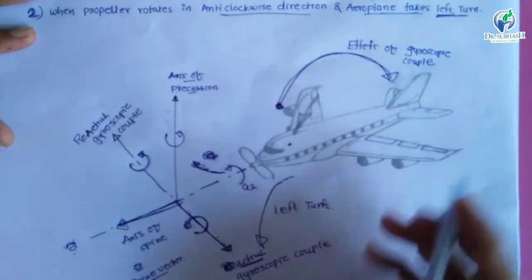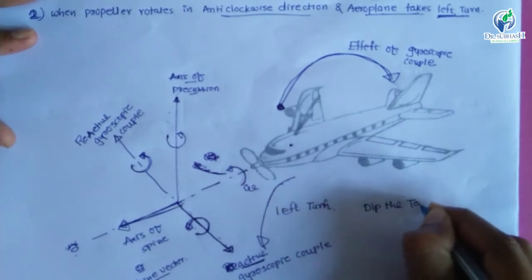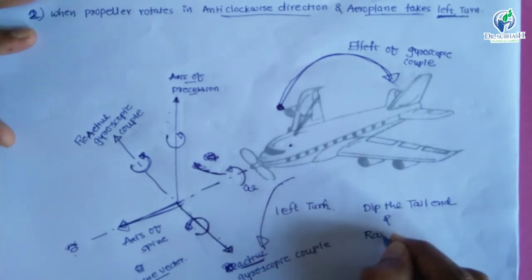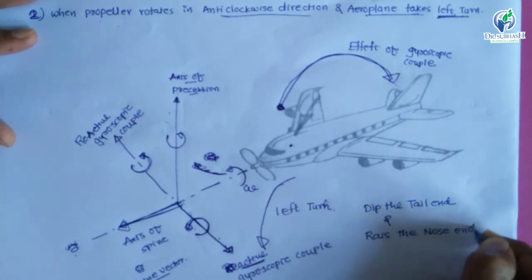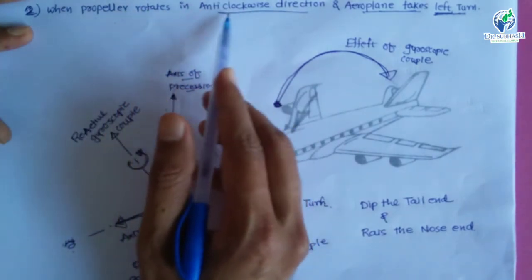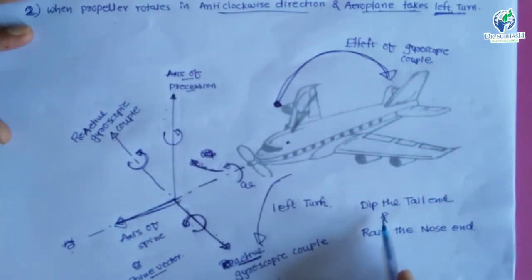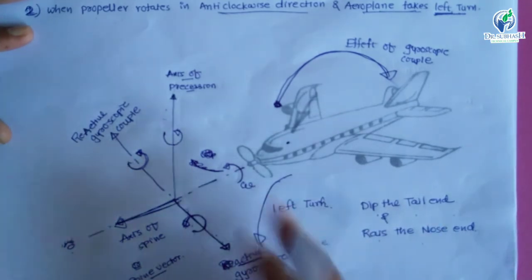And if we see this effect, then we can say that it will dip the tail end and raise the nose end. So when a propeller rotates in anti-clockwise direction and the aeroplane takes a left turn, then the effect of reactive gyroscopic couple is to dip the tail end of the aeroplane and raise the nose end of the aeroplane. So this is the second case.